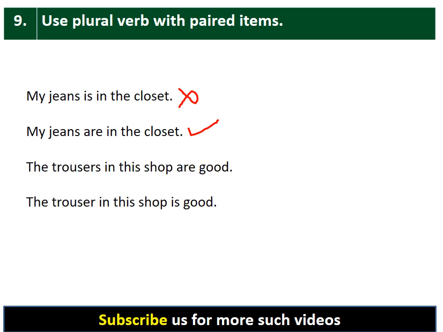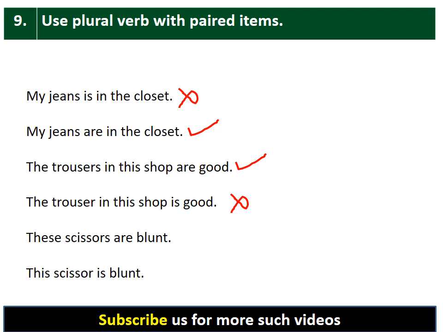Second example we have, the trousers in this shop are good. The trouser in this shop is good? No. The trousers in this shop are good. Correct. The trouser in this shop is good. Wrong. These scissors are blunt. Correct. This scissor is blunt. Wrong.